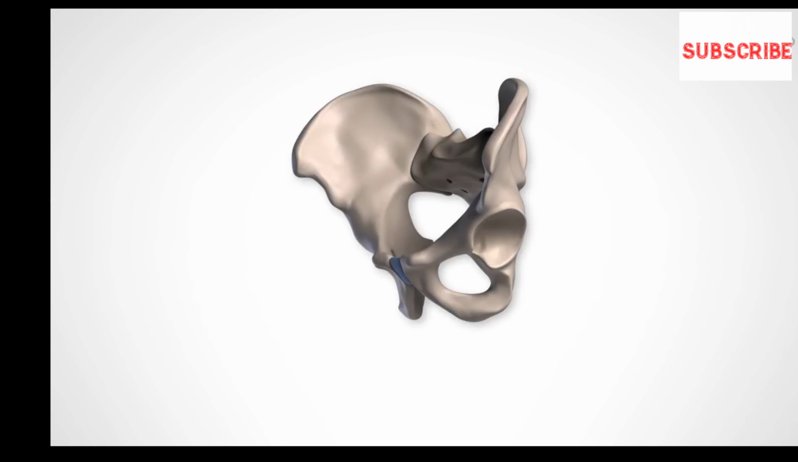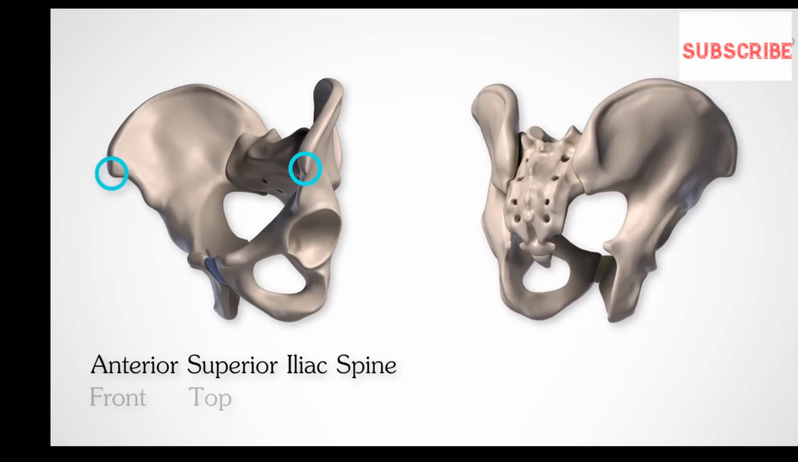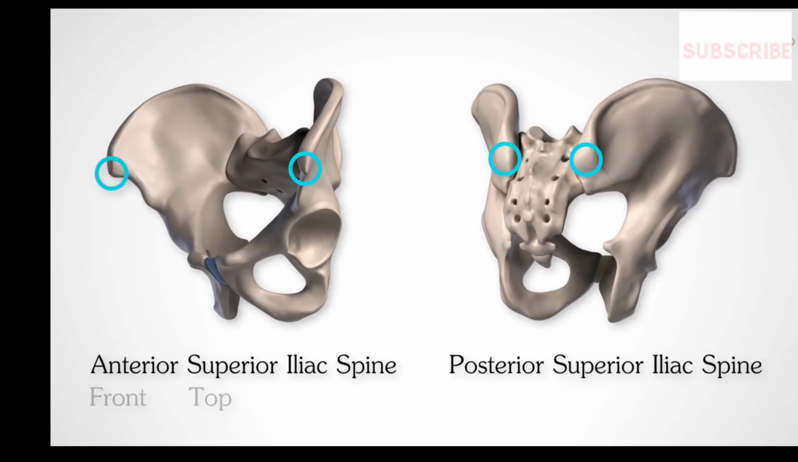The iliac crest starts in the front at the ASIS, that's anterior superior iliac spine, and it ends in the back at the PSIS, or posterior superior iliac spine. Don't miss this. I mention these 2 landmarks a lot, and I use them a lot when drawing the figure.